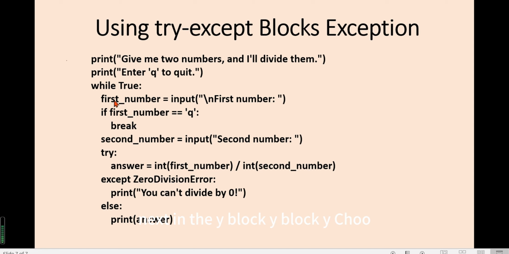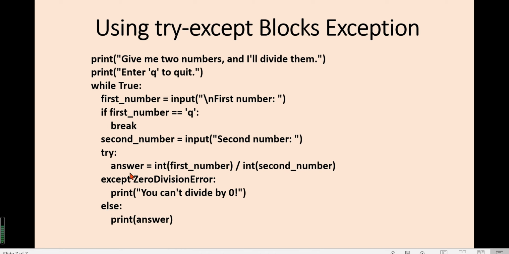Next, in the while True block, there is also a prompt for the user to input the first number. Next is an if test. If the user inputs Q here, the running will be stopped. But if the user puts in another number, not Q, then the next prompt asks the user to input the second number. So next is a try except else block.